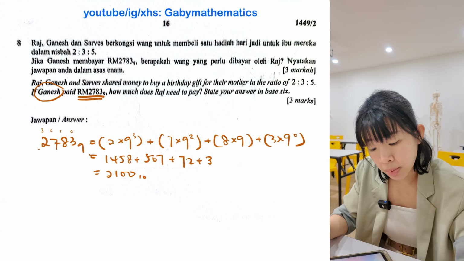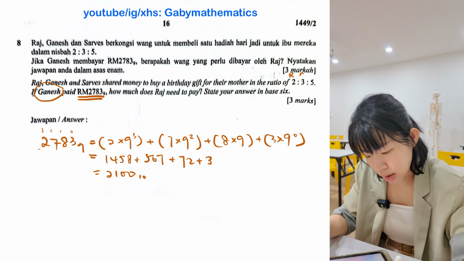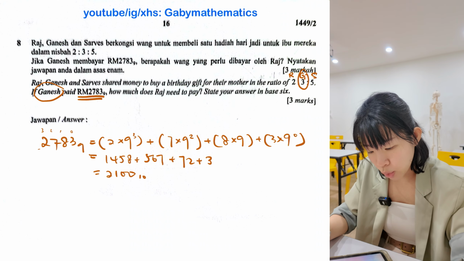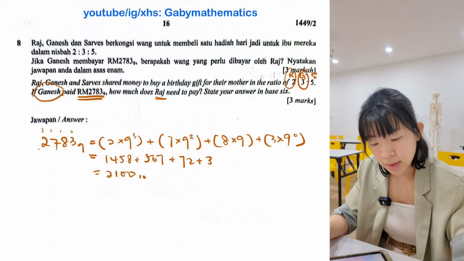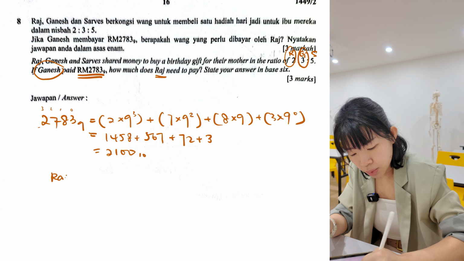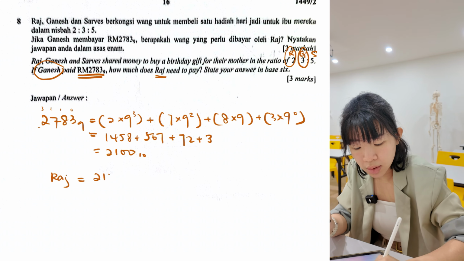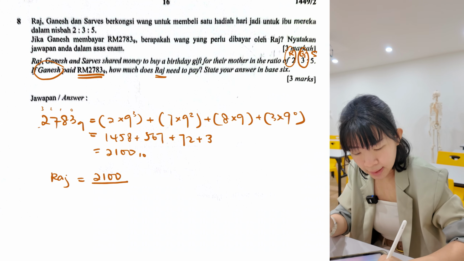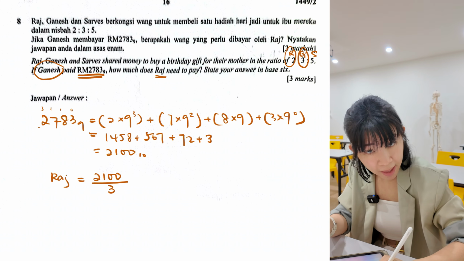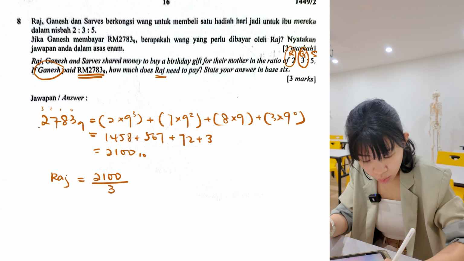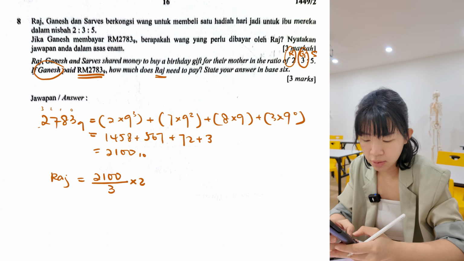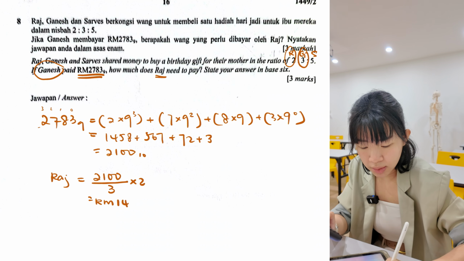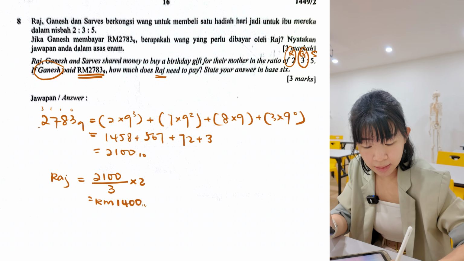Which part is Ganesh? This one is Raj, this one is Ganesh, this one is Salvas. So Ganesh is 3 parts, and we need to know Raj, 2 parts. To find Raj, we take 2100 ringgit in base 10, divide by 3 because Ganesh has 3 parts, and times 2 because Raj is 2 parts. At the end, Raj is 1400, but this is base 10.